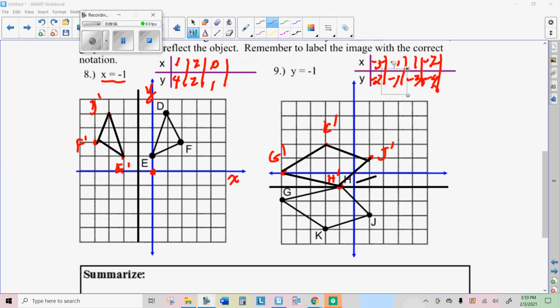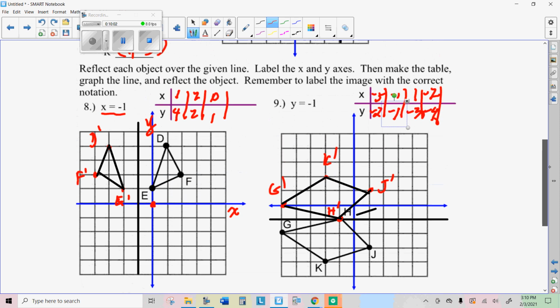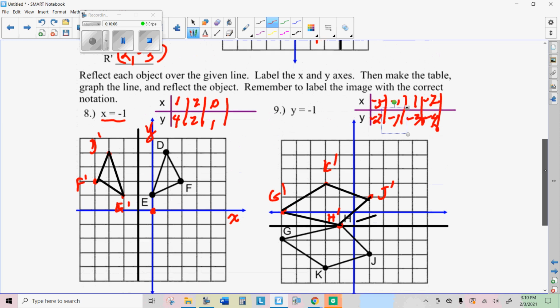All right, there's the points I got for that. I put mine in order alphabetically this time. Okay, so go ahead and summarize what you learned on how to draw the reflection on a coordinate grid.